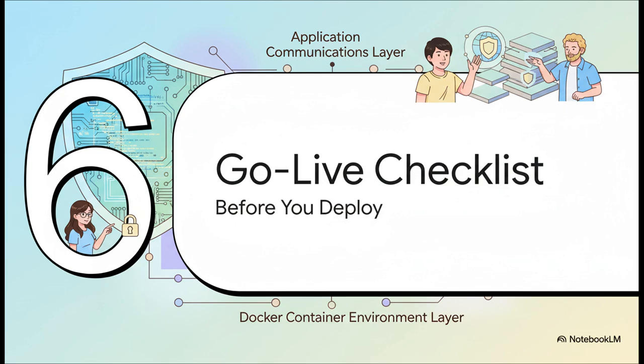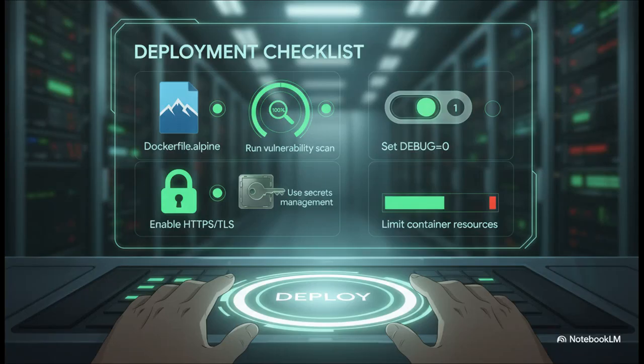Okay, we've covered the 3 layers. Now let's put it all together into an actionable checklist you can use right before you push that button and go to production. Here's your go-live checklist. First, use Dockerfile Alpine. Second, run a vulnerability scanner, something like Trivy, on your final image to check for known issues. Third, and this is critical, make sure debug is set to 0 in production.